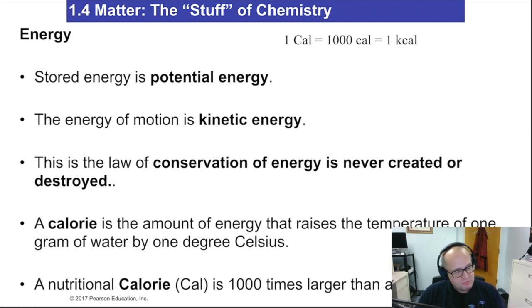Kinetic energy is energy that's moving. I say it's being used, because in order to have kinetic energy, something has to move. And in kinetic energy, something is moving. Energy is being used to cause it to move.